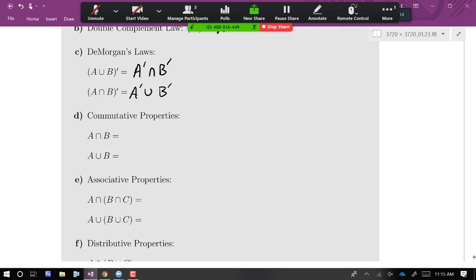Wait, what does it mean to commute? To travel. To travel, yeah. We can move things around. So commutative properties in mathematics mean that the order doesn't matter. I could write this in a different order. A intersect B is the same as B intersect A. Likewise, A union B is the same as B union A.